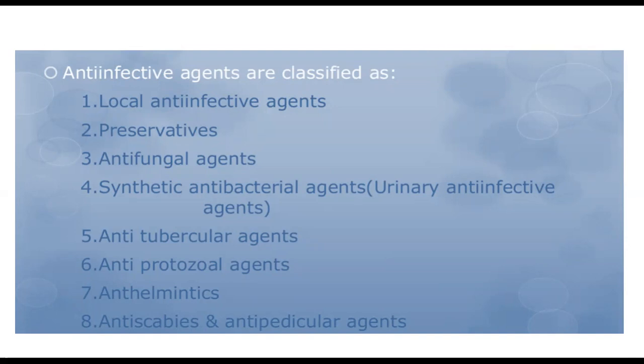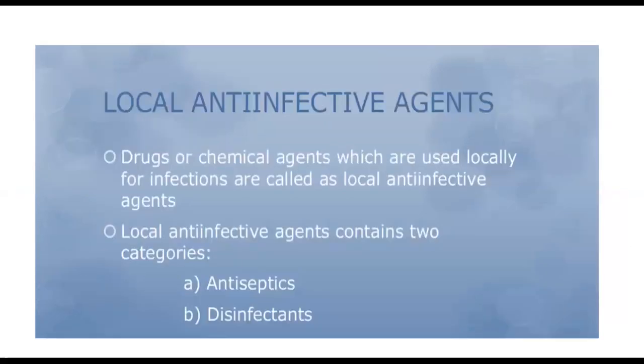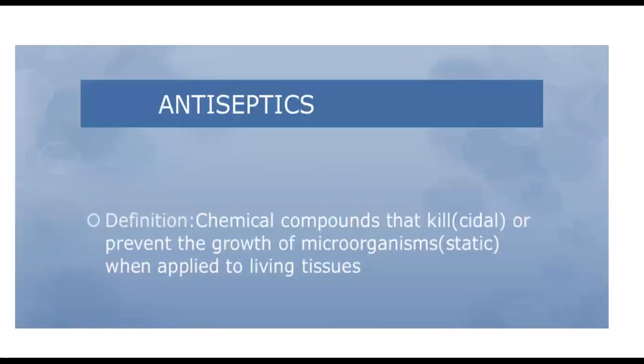In unit 1 or topic 1, we are going to start with local anti-infective agents. The definition of local anti-infective agents is, these are the chemical agents or drugs which are used locally for infections and are called local anti-infectives. When we say local anti-infectives, they contain 2 categories. One is antiseptic and the second is disinfectant.